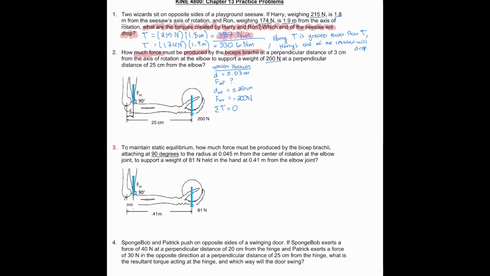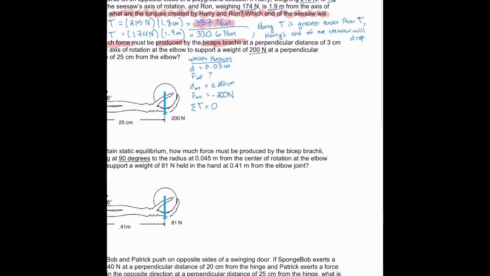Now we just plug this into our formula. Basically, the sum of torque would equal the force times distance of one, which in this case would be the muscle, and then adding it to the force of the other thing, which in this case would be the weight. So force of weight times distance of weight.